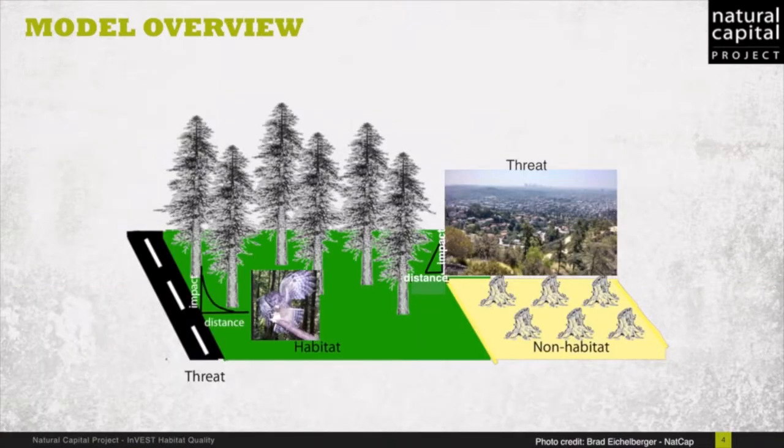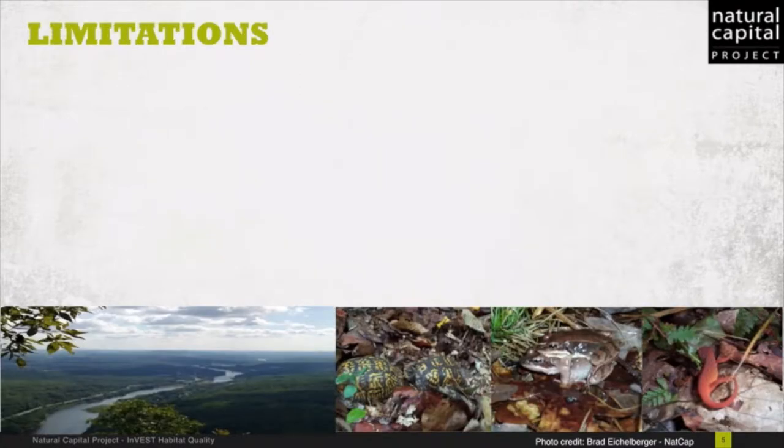This schematic depicts the general overview of the model. We have a species that we are interested in modeling, in this case, a northern spotted owl. We have areas designated as habitat, forest in this case, and non-habitat, such as this logged area. Finally, we have threats such as roads and urbanization that degrade the habitat, and the impact of these threats decays over distance.